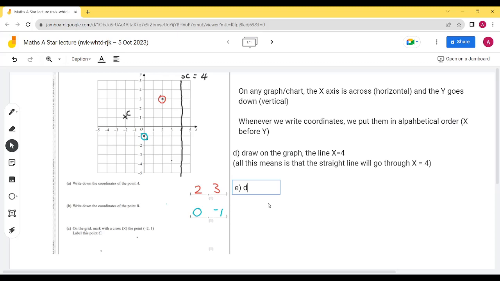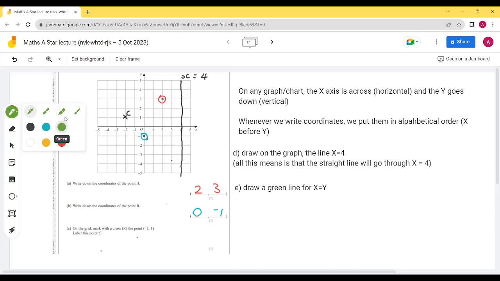So we're going to say draw a green line for x equals y. So again, it's a sort of basic line you might be given. It's still going to be a straight line. And what it means if x equals y, it means if x equals 1, y equals 1. If x equals 4, y equals 4, and so on.